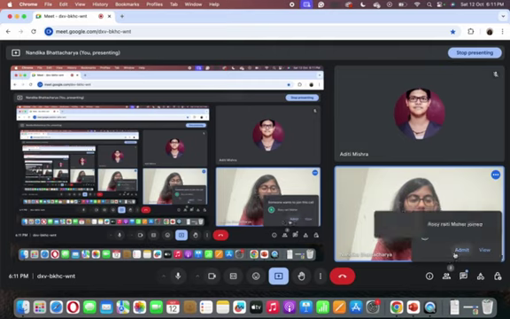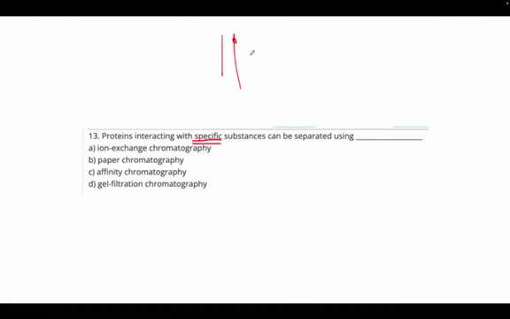Proteins interacting with specific substances can be separated using dash. As we know, there are many different kinds of chromatography, and which one we select will depend on what kind of interactions our protein has exhibiting. Now, in this question, they are saying that the protein has a specific interaction. Specific interactions are very good because we can exploit them by putting the interacting partner on the resin. We can put the interacting partner on the resin.